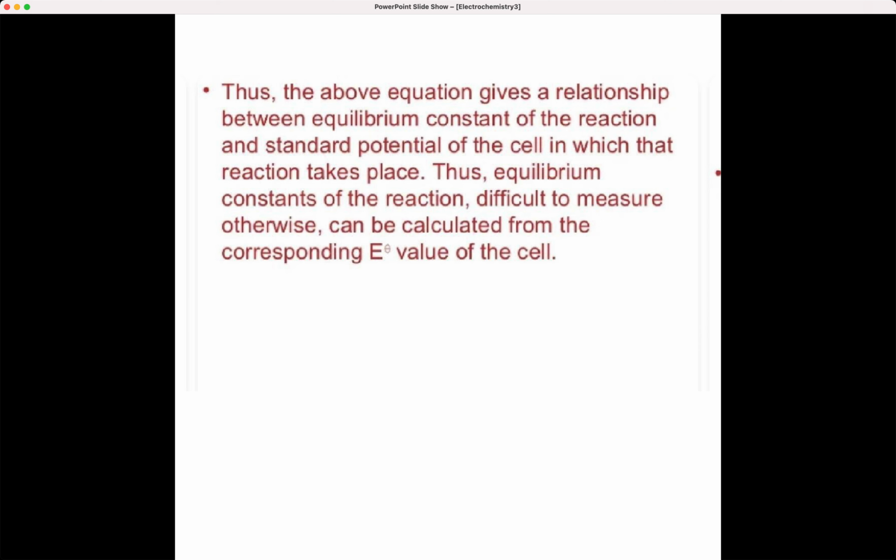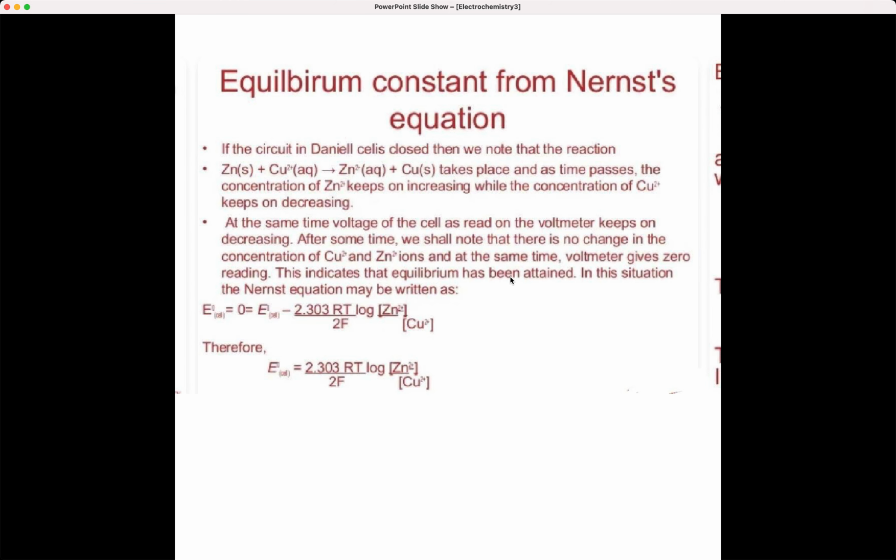Now, this equation gives a relationship between the equilibrium constant of the reaction and the standard potential of the cell in which the reaction takes place. The equilibrium constant of the reaction is difficult to measure otherwise, and in the last class I explained how to calculate it from the corresponding E value of the cell. Then you can also calculate the equilibrium constant from Nernst's equation.